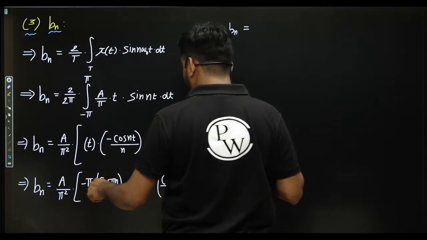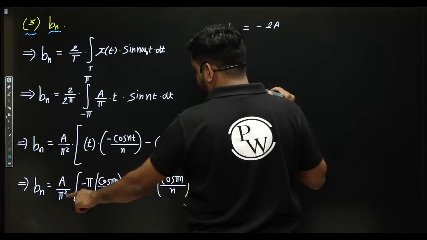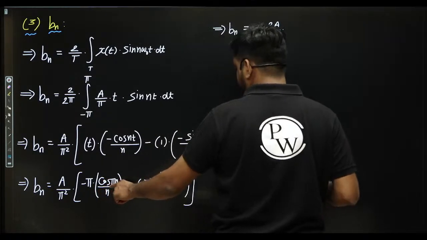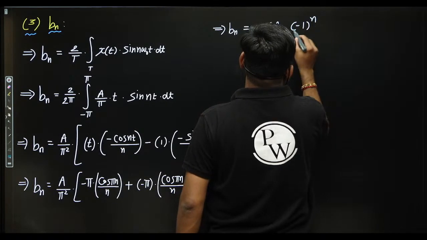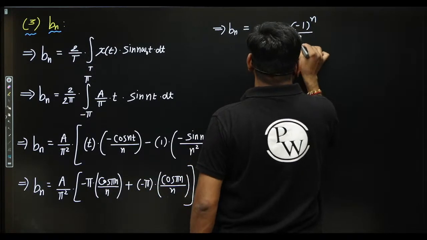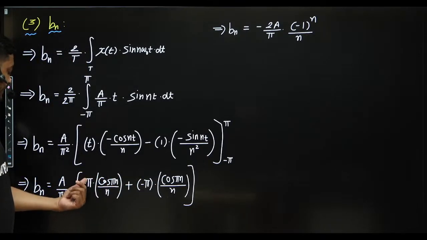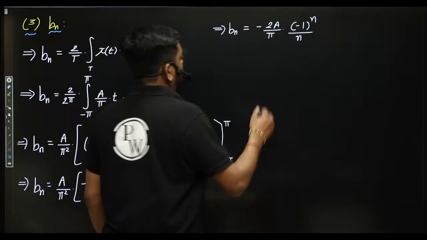So bn is equal to 2 times, guys. So here minus 2a, pi gets cancelled, this pi and this pi cancel out, minus 2a by pi, correct. And this is 2 times minus 1 power n divided by n, guys. Are you getting? This and this both are same, so 2 times, so 2a, pi gets cancelled out, 2a by pi, and cos pi n is nothing but minus 1 power n divided by n. Okay, so here it is.